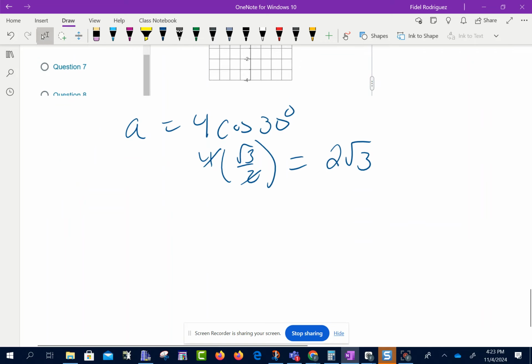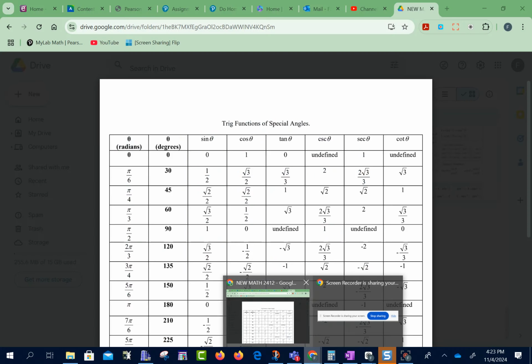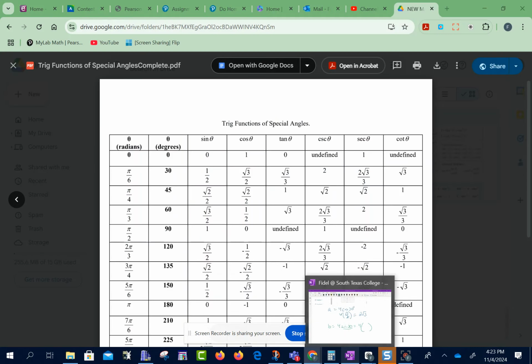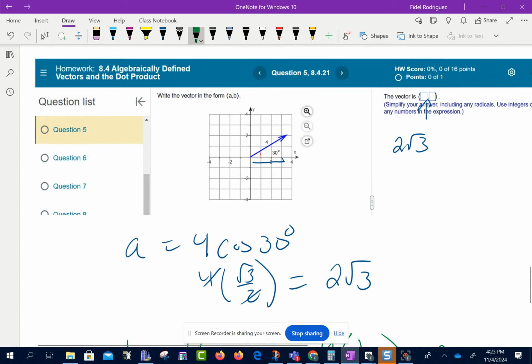Now, let's see if we can find our vertical component. The way we're going to do the vertical component, it's going to be 4 times the sine of my angle. So 4 times the sine of 30 degrees. Let's see, I had just opened it up. Here we go. The sine of 30 degrees is 1/2, right? So half of 4 is 2. So this other side right here would be 2.